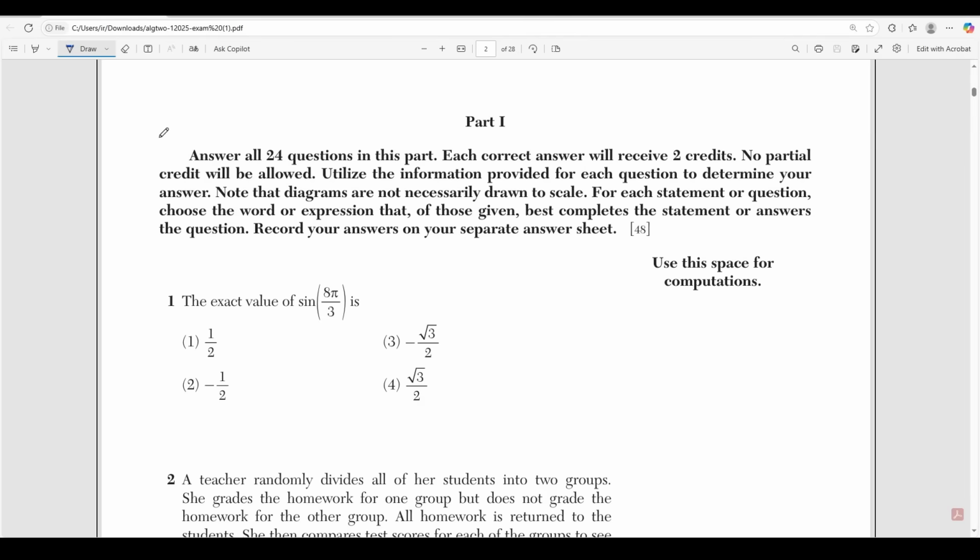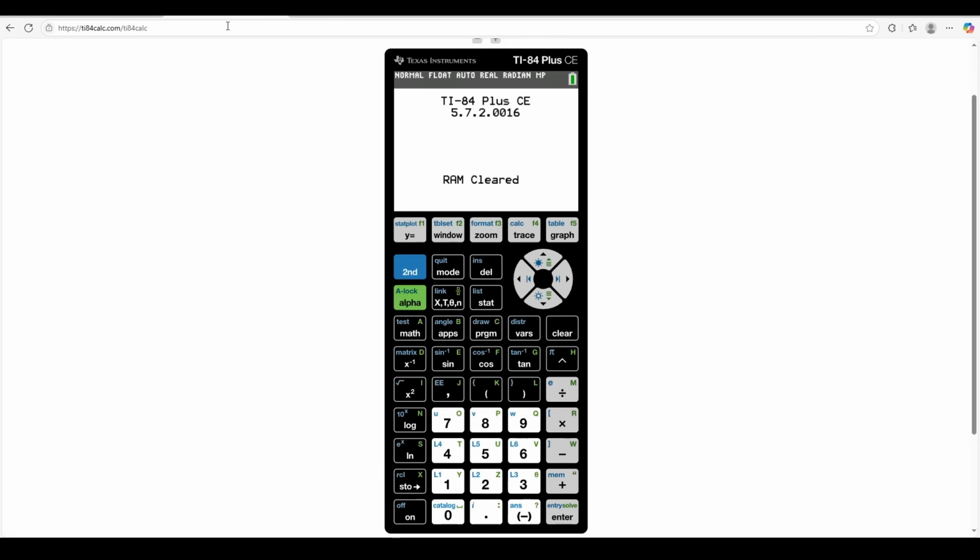That being said, we're going to start off at number 1, which asks us to find the exact value of sine 8 pi over 3. So all we have to do here is just plug this into our calculator. It's really as easy as that. So I'll go hit sine, make a fraction, 8 pi divided by 3, close the parentheses, and press enter. You get that it's equal to 0.866025.